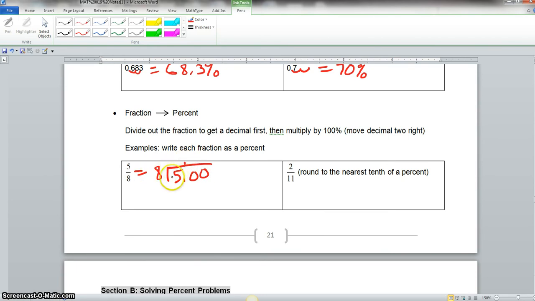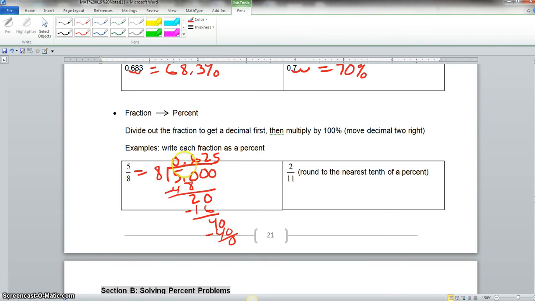So let's check. 8 goes into 5 0 times. 8 goes into 50 6 times. 6 times 8 is 48. 50 minus 48 is 2. Bring down your 0. 8 goes into 20 twice. 2 times 8 is 16. 20 minus 16 is 4. Add another 0. Bring down your 0. 8 goes into 40 5 times. 5 times 8 is 40. And we have no remainder.